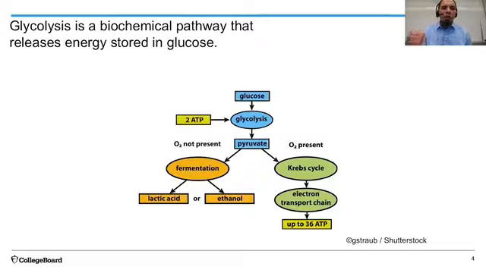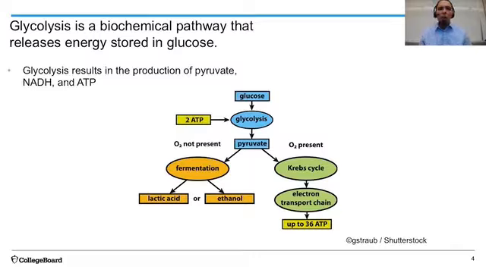So let's talk about glycolysis first. So glycolysis is a biochemical pathway that releases energy stored in glucose. So I have an image here. You may want to draw a picture of it and maybe annotate it as we go. So glycolysis results in the production of pyruvate, NADH, and ATP. Again, NADH being a carrier molecule, ATP, right, is going to be used for energy, and then we have our pyruvate. And so there's our pyruvate there in the middle in that red box. As you can see, glucose to glycolysis to pyruvate.